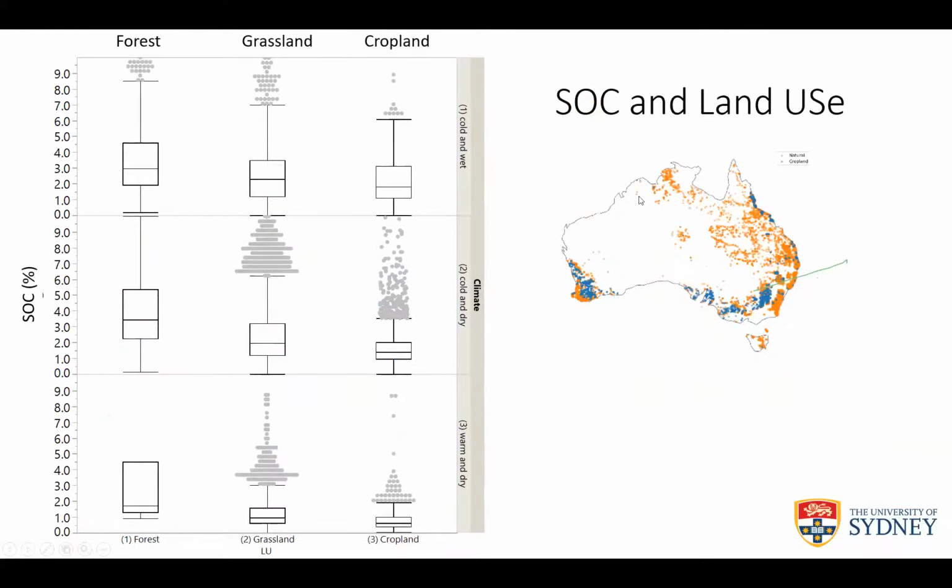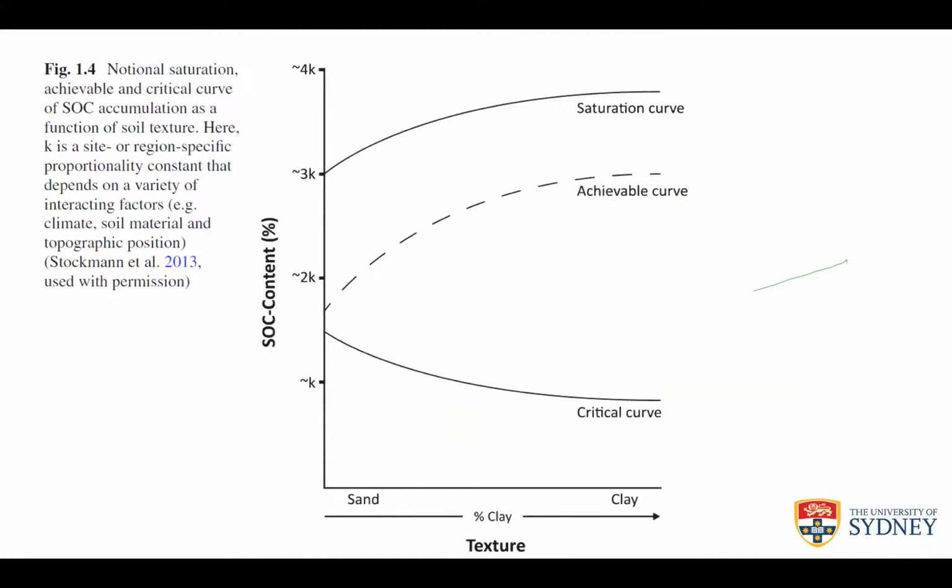The next is to do with land use. Of course, if it's a forest, you have a higher carbon content compared with a grassland, and also to do with cropping land. This is differentiated by the different climates. If it's cold and wet, you have a lot of carbon storage, compared with cold and dry, or warm and dry, which would be the least. That means the potential to store carbon is not going to be the same. It's not just limited by the texture, right?